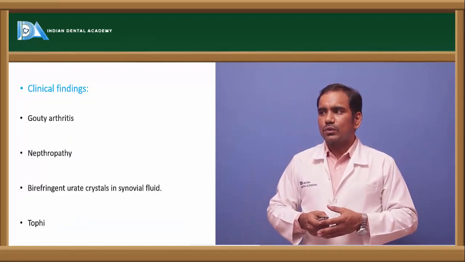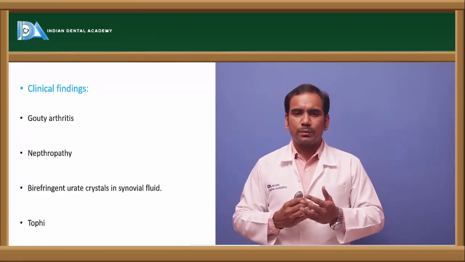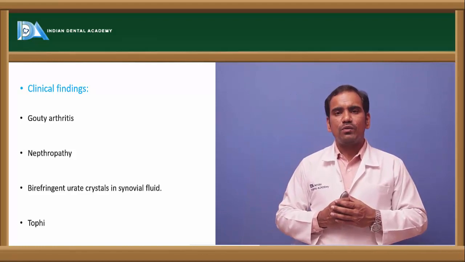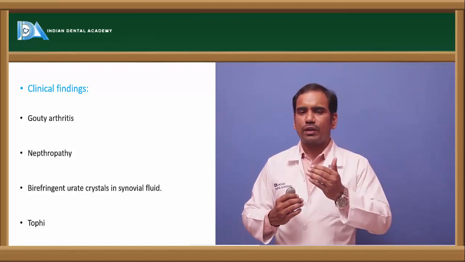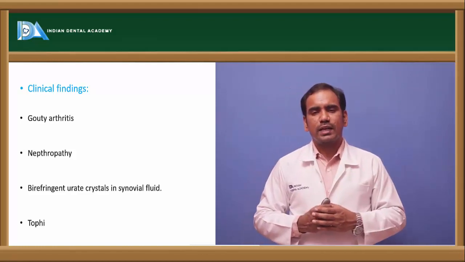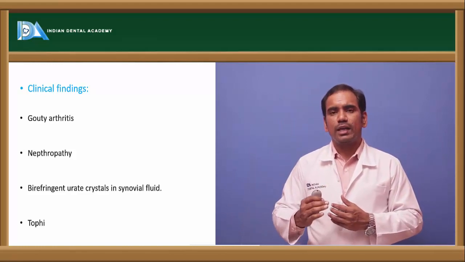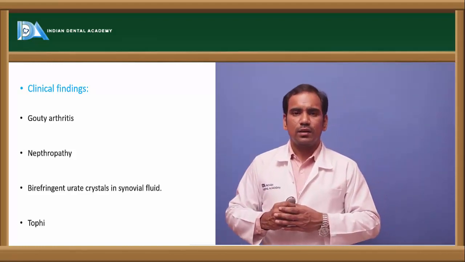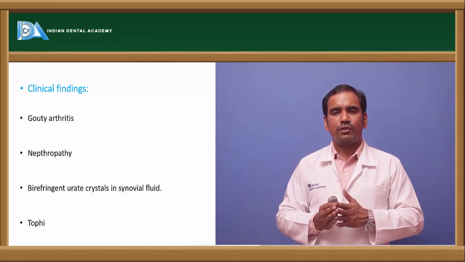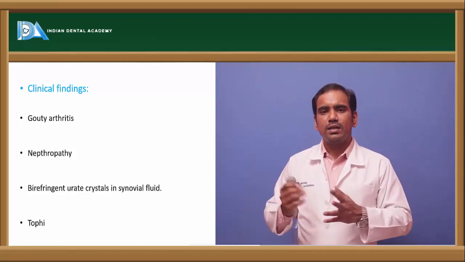Yeah. So, gout is of two types. One is primary gout, the other is secondary gout. Primary gout is mainly because of increased purine synthesis. Secondary gout is mainly because of increased turnover of purines. Right? So that's the main reason behind primary and secondary gout.